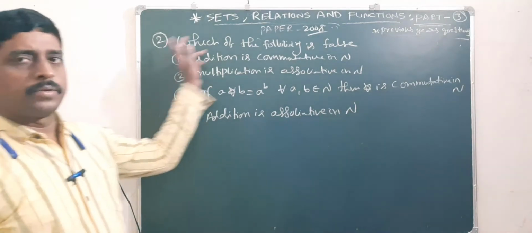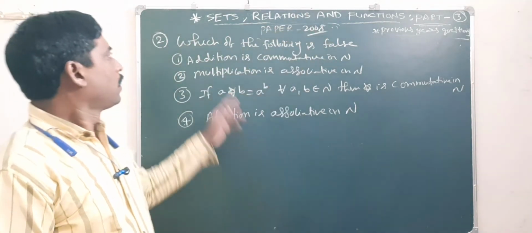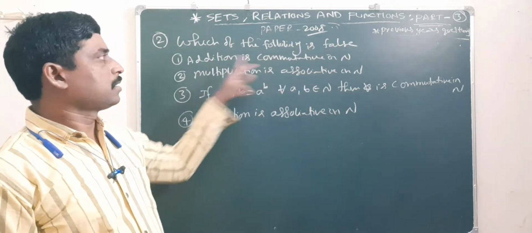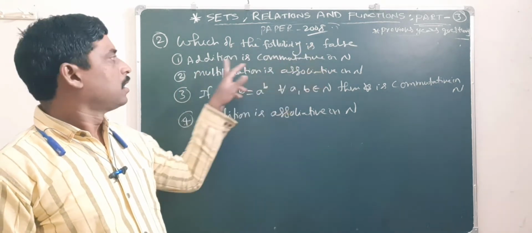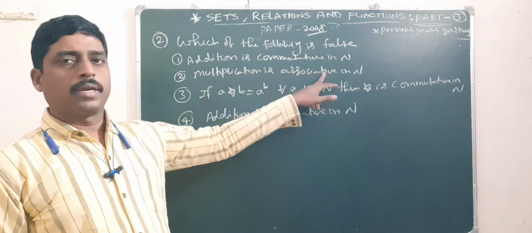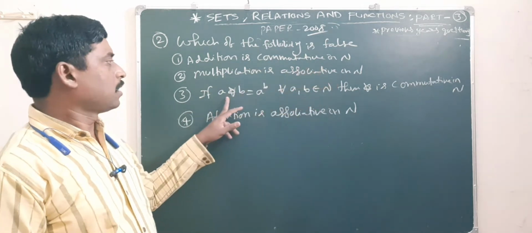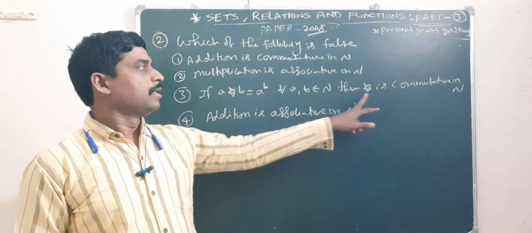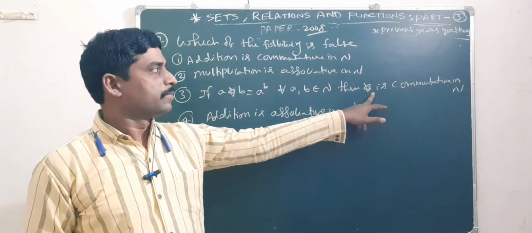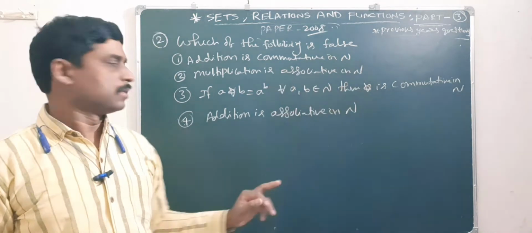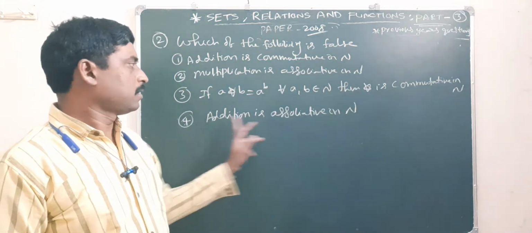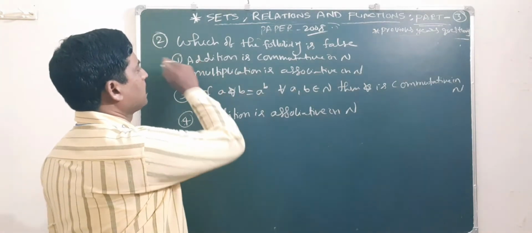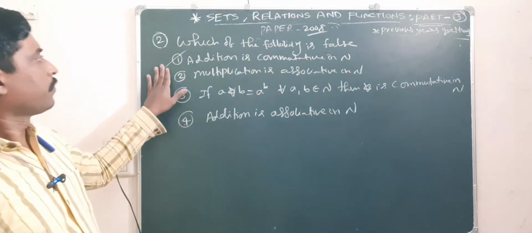So question number 2 from 2008. Which of the following is false? First option, addition is commutative in N. Multiplication is associative in natural numbers. A star b is equal to a power b, then star is commutative in natural number set. Addition is associative in N. So what is the property? Addition, first option. Check for the first option.